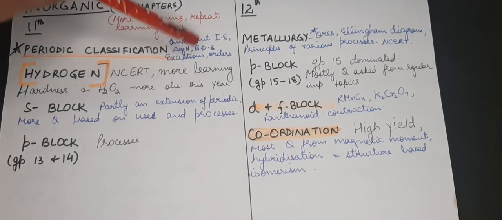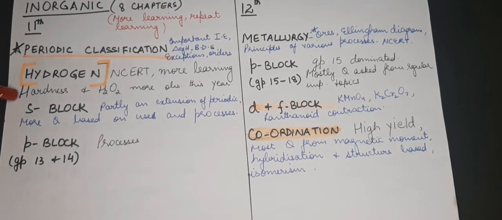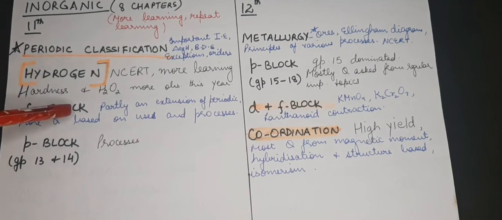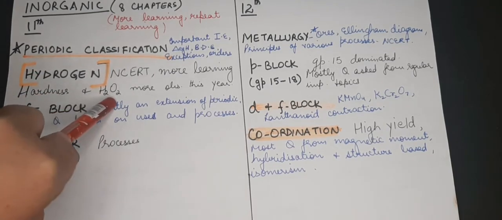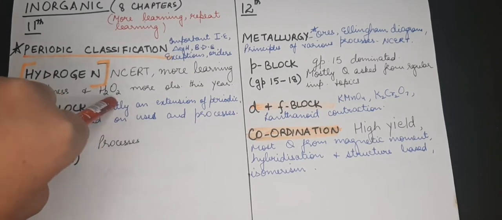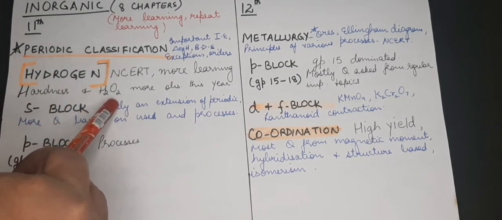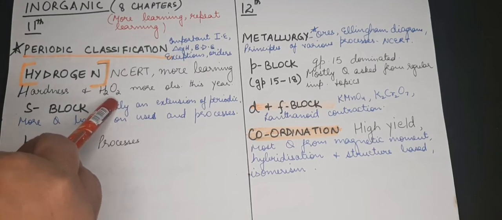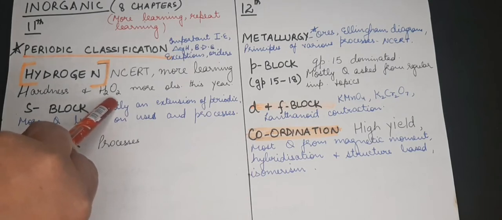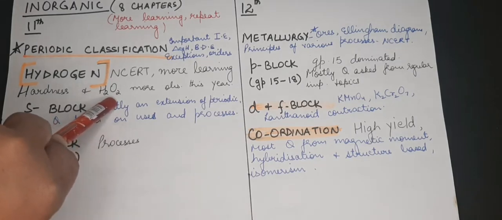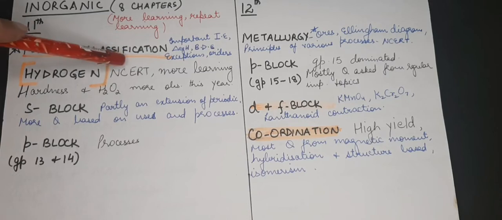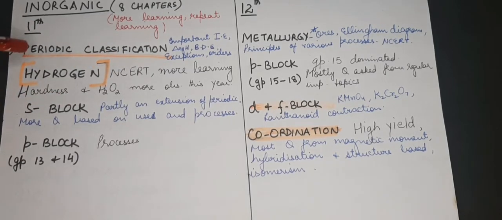More learning is involved here, and the topics that were observed this year and are always important are hardness and hydrogen peroxide. Hardness: everything about the various processes, temporary and permanent hardness, how to remove it, which method, what reagents. Hydrogen peroxide: reactions, volume strength questions, then acting as an oxidizing or a reducing agent in alkaline or acidic medium, and which reagents in acidic, which in alkaline. That part I would suggest doing from NCERT, and you can even elaborate a little from your reference books or your tuition modules.